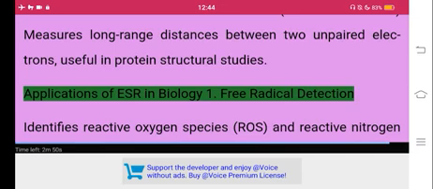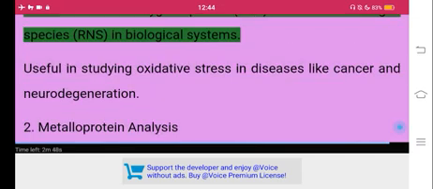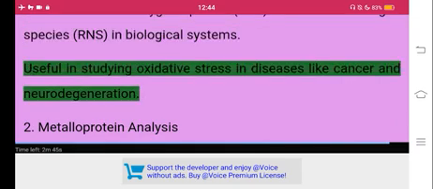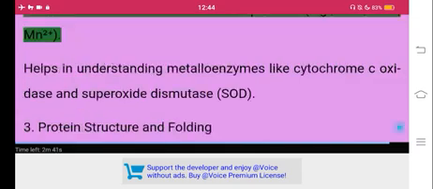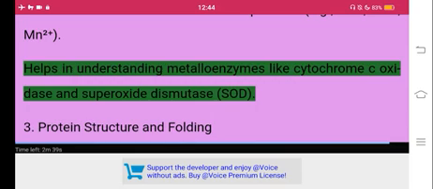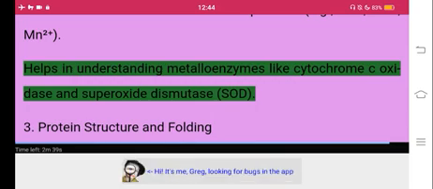Applications of ESR in biology. 1. Free radical detection. Identifies reactive oxygen species, ROS, and reactive nitrogen species, RNS, in biological systems. Useful in studying oxidative stress in diseases like cancer and neurodegeneration. 2. Metalloprotein analysis. ESR detects transition metal ions in proteins, e.g., Fe3+, Cu2+, Mn2+. Helps in understanding metal enzymes like cytochrome c oxidase and superoxide dismutase, SOD.